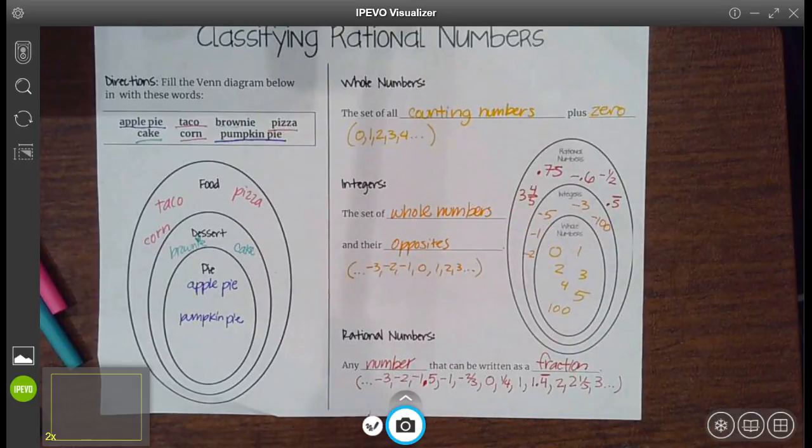All right, congratulations, my little mathematicians. You now know how to classify numbers.